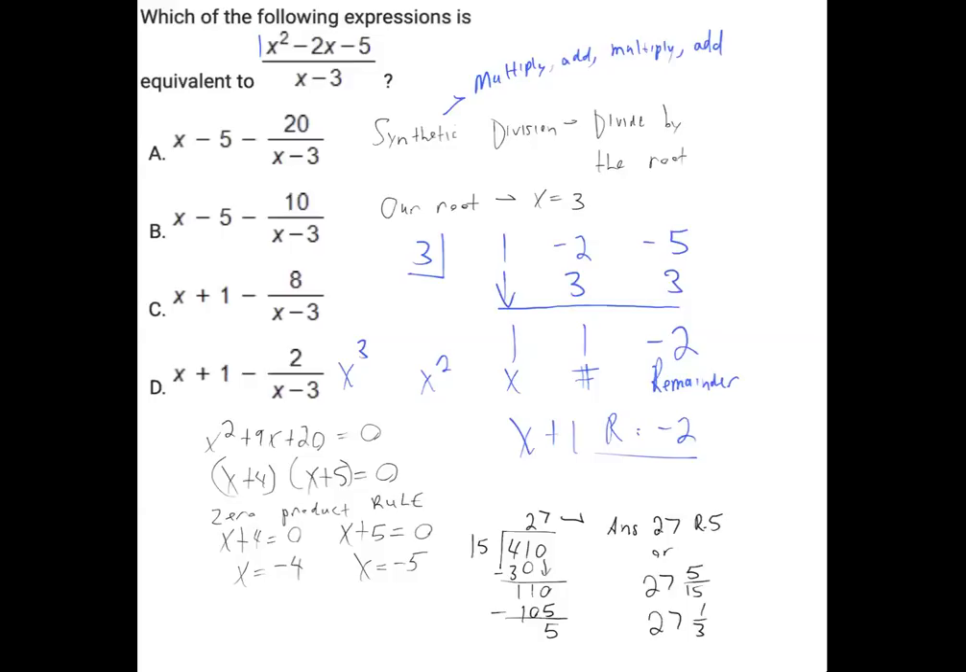So this is how remainders work in division, how you can make your remainder part of the actual answer in a classic format. So here, if we have x plus 1 remainder -2, that's the same as x plus 1 minus 2 over the thing you're dividing by, x minus 3. X plus 1 minus 2 over x minus 3 is answer choice D here.